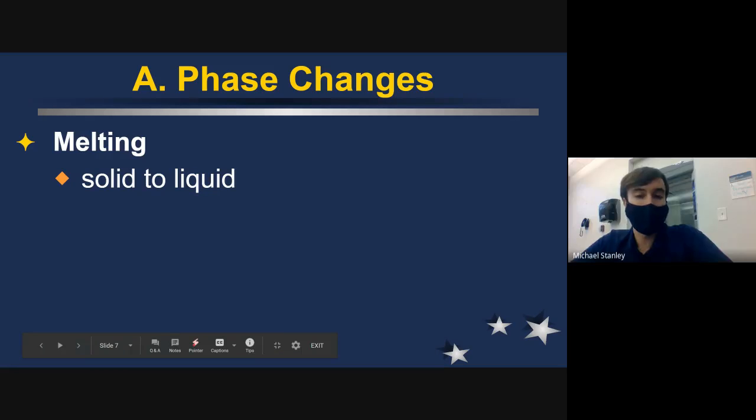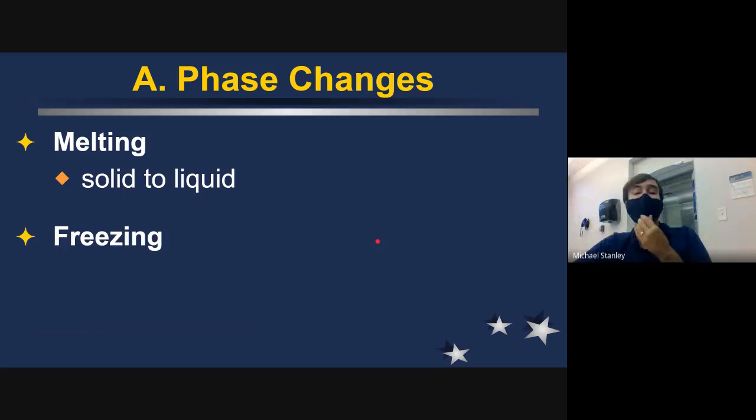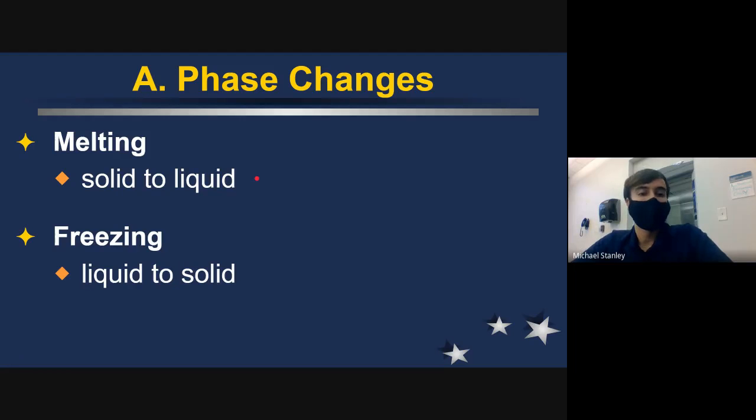So what do you got to do to water if you want to turn it into ice cubes? You can freeze it. Freezing. That's it. Freezing is another phase change, which is the opposite of melting. So in melting, we're going from solid to liquid. When we freeze, we go from liquid to solid.